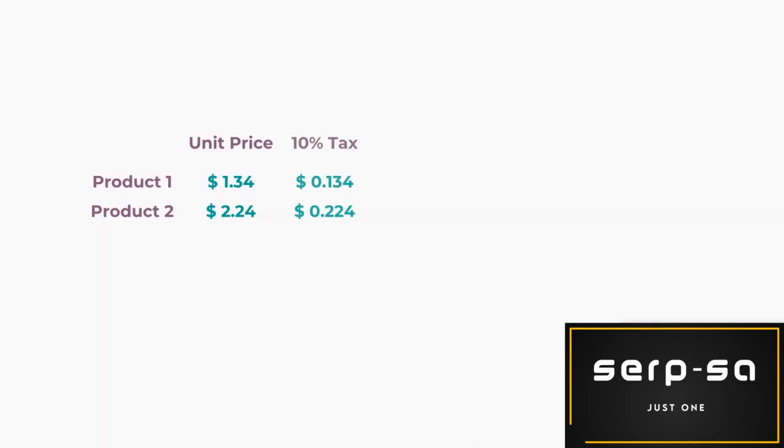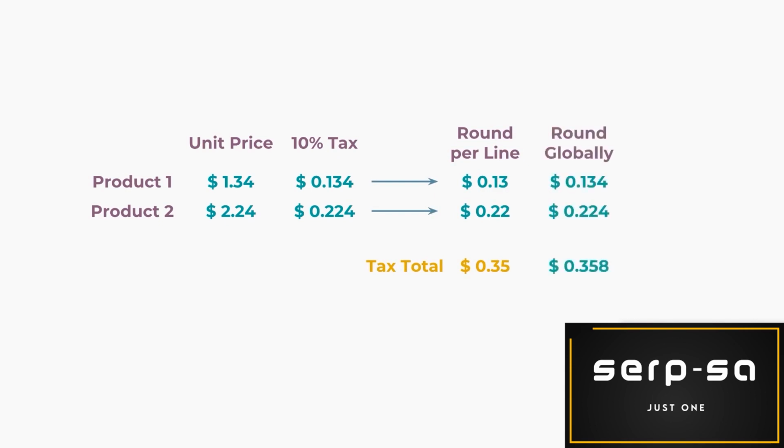I'm buying two products that each have a 10% tax. If my supplier rounds the taxes line by line, each tax amount is rounded and then summed up. That's the default method set up in Odoo. On the other hand, if my supplier rounds the taxes globally, then the taxes are first summed up and the total is then rounded. As you can see, the total is different.